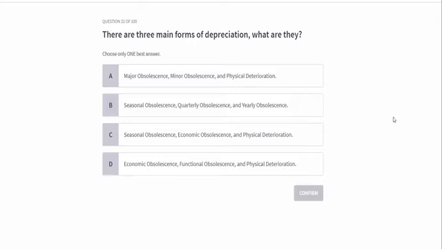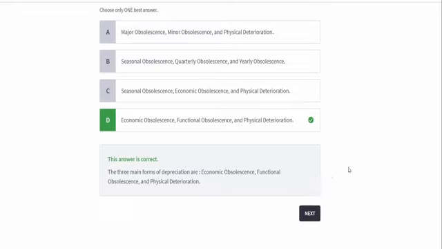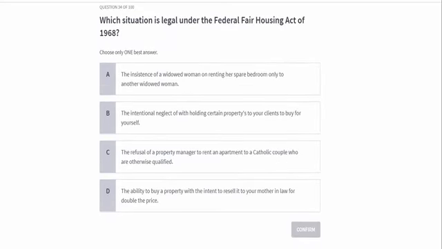Alrighty, so what is our answer for this one? Well, it's going to be our last option, D. Economic obsolescence, functional obsolescence, and physical deterioration. Those are the three main forms of depreciation, and I'll leave that one as that because I'm sure the definitions of these are going to come up a little later. So, all right, 34.